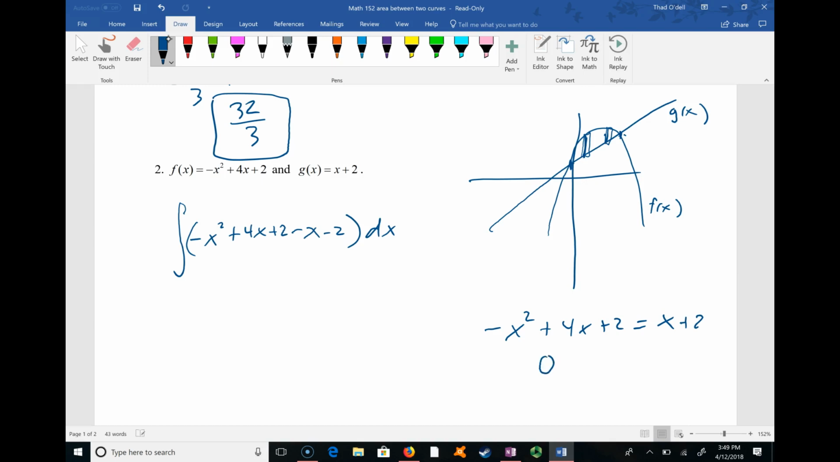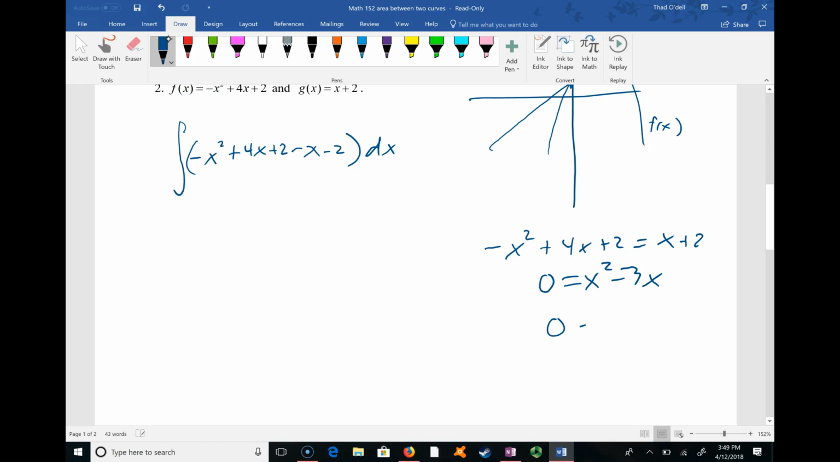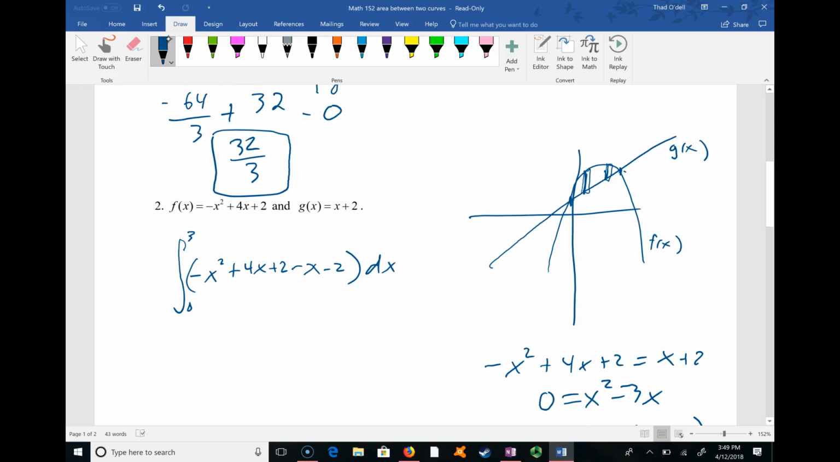So I'm going to move everything to one side and 0 to the other. So that'd be x squared over there, minus 3x, and 0. So that was nice of me. So that would be x times x minus 3. So my two values are x equals 0 and x equals 3. So I go back up here and put a 0 there and a 3 there, because I want to let the x's run from here to there. So that's starting at 0, ending at 3.